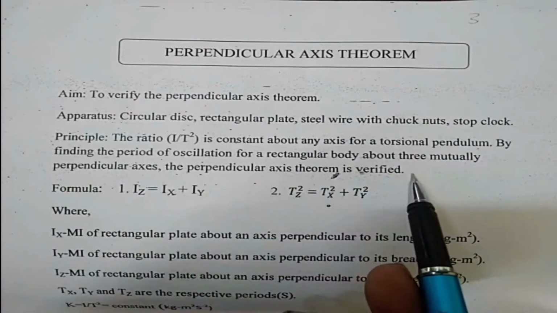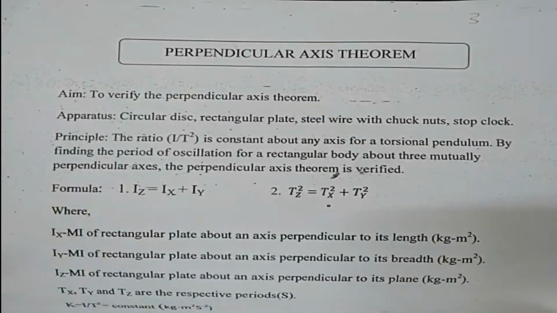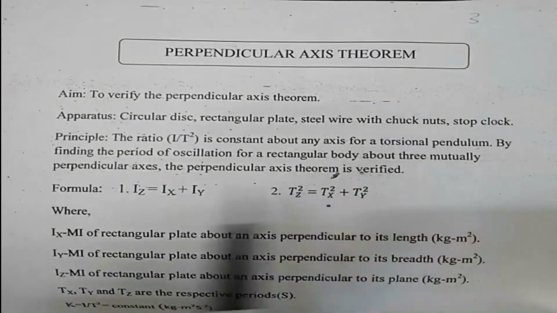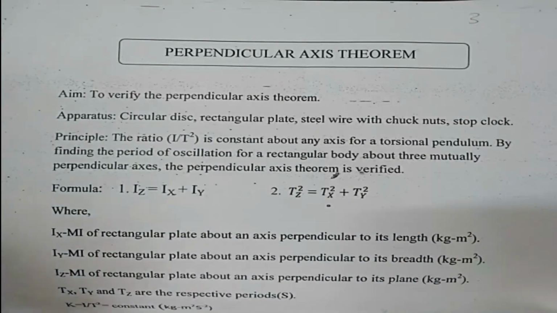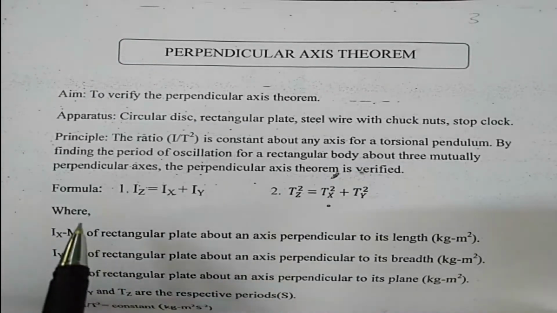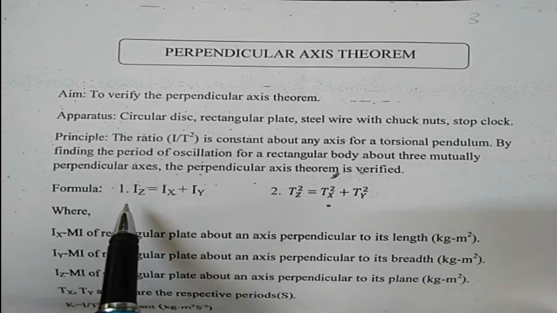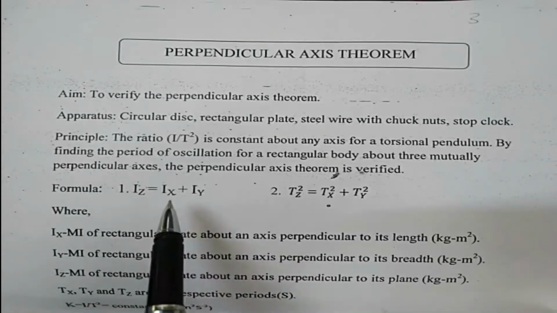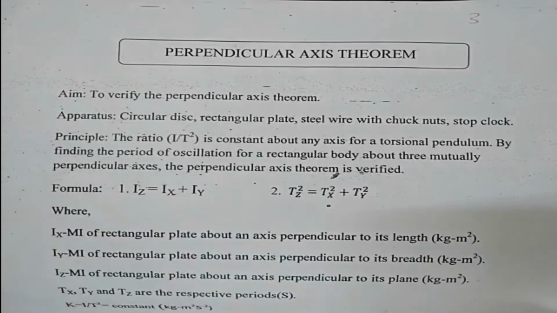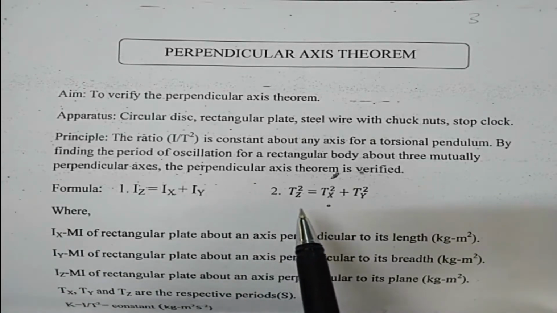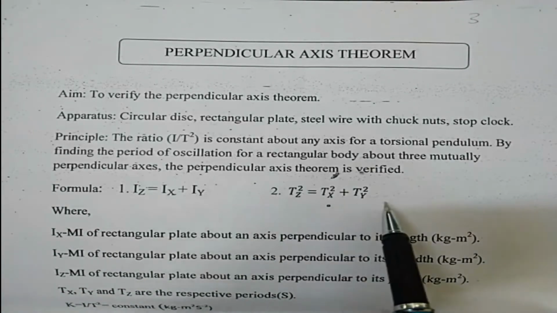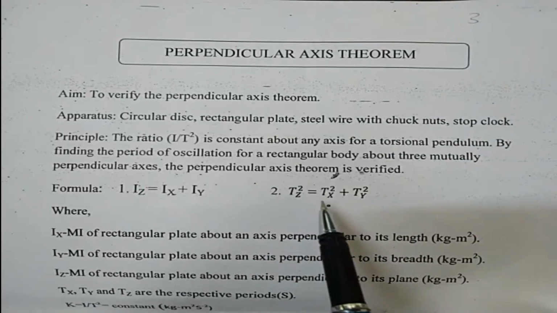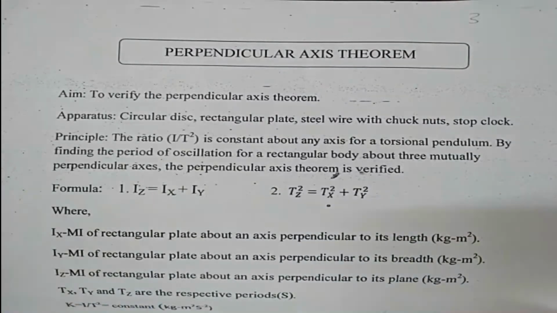theorem is verified. So to verify the perpendicular axis theorem, we need to find the moment of inertia about the three mutually perpendicular axes. That is called Ix, Iy and Iz. So the required formula to verify is Iz equal to Ix plus Iy. And then similarly you can verify the perpendicular axis theorem by using the second formula, tz square equal to tx square plus ty square also.